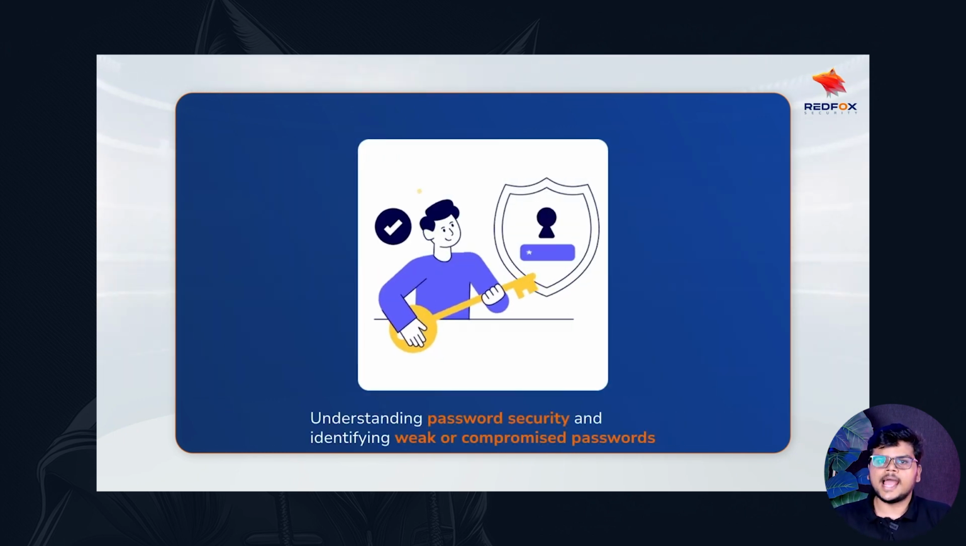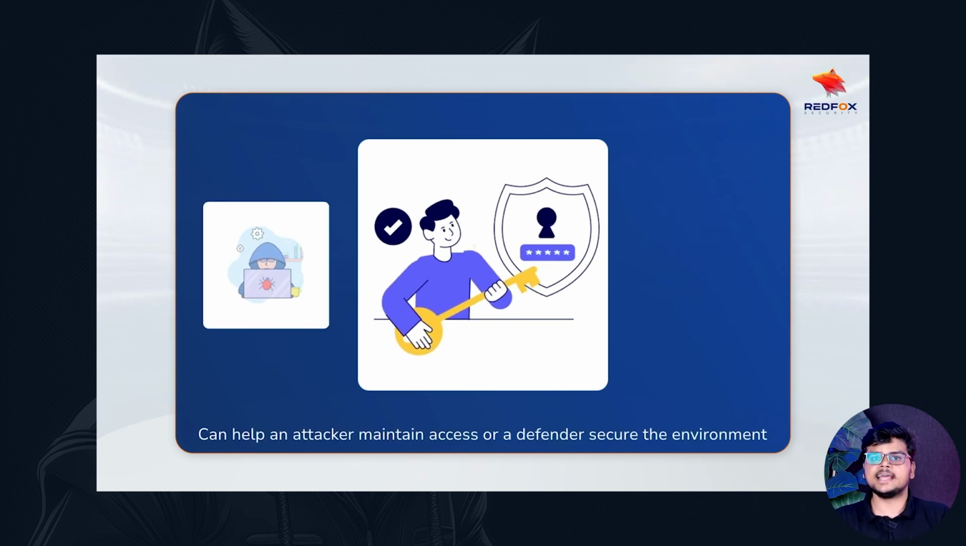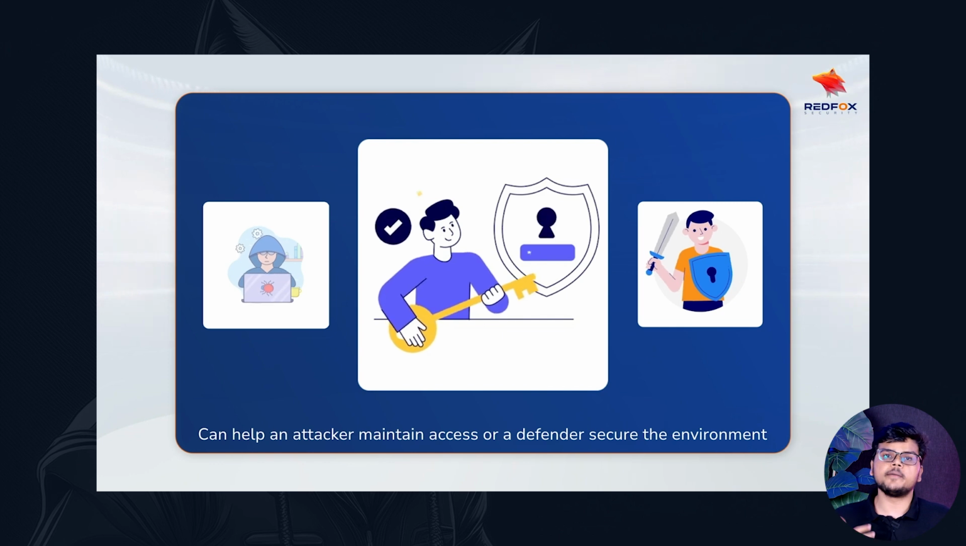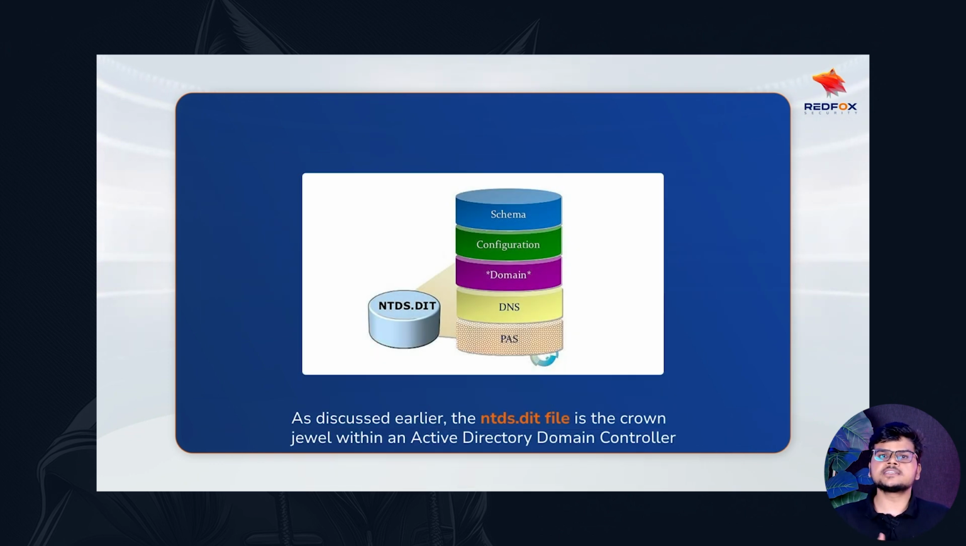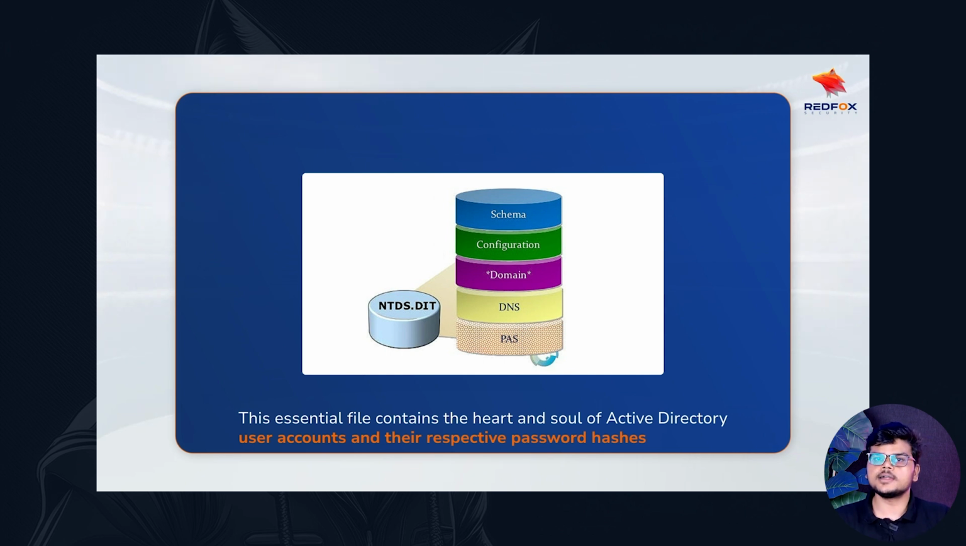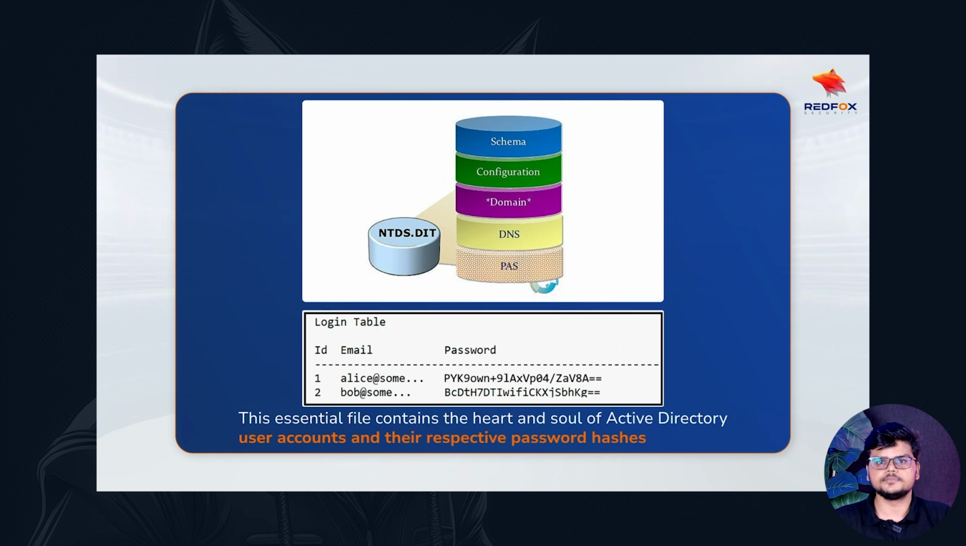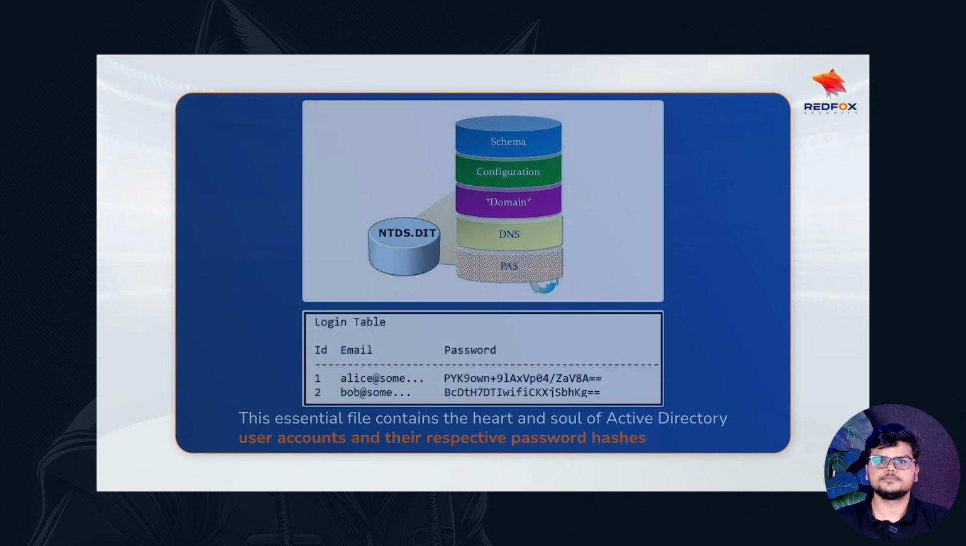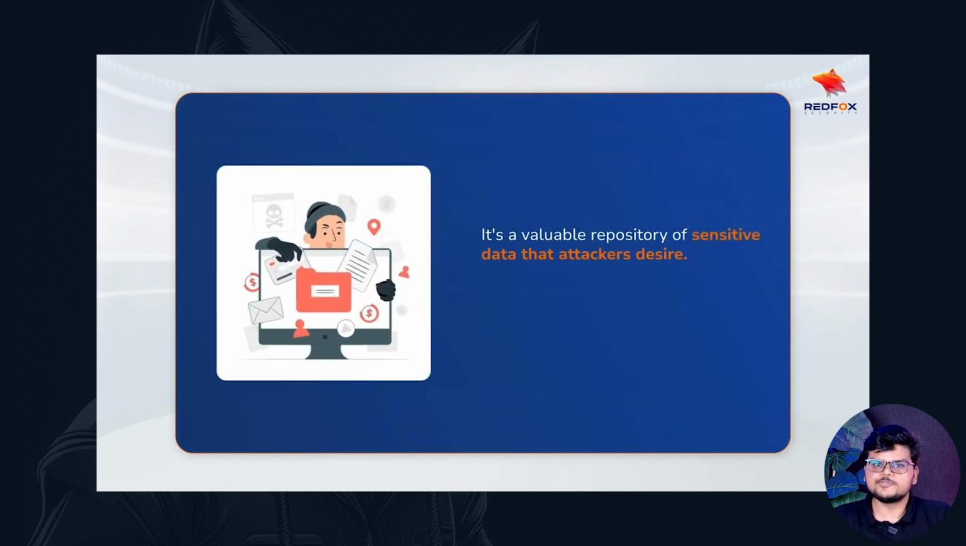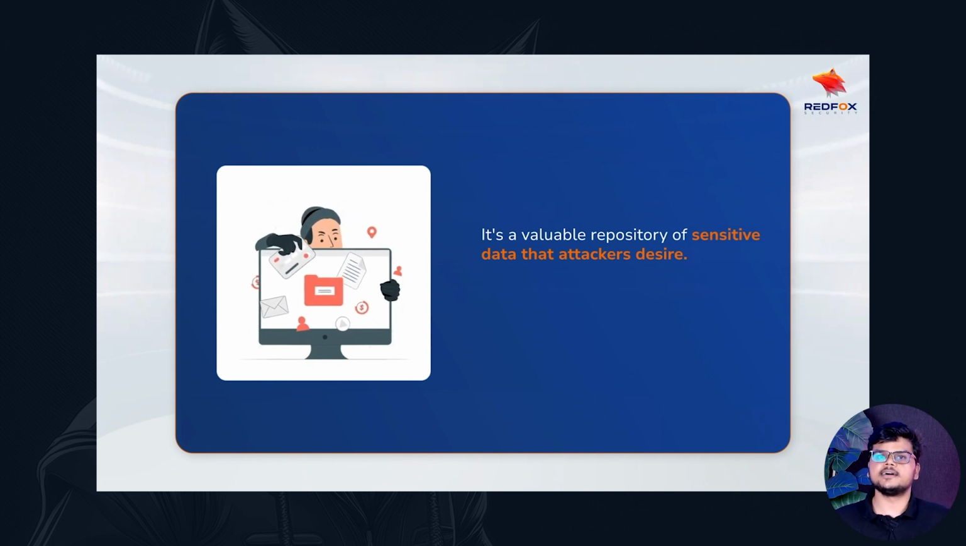Understanding password security and identifying weak or compromised passwords can help an attacker maintain access or a defender secure the environment. As discussed earlier, the ntds.dit file is the crown jewel within an Active Directory domain controller. This essential file contains the heart and soul of Active Directory user accounts and their respective password hashes. It's a valuable repository of sensitive data that attackers desire.